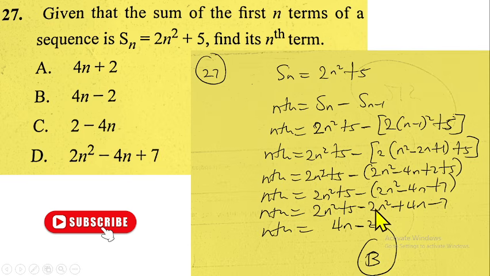Open the bracket with the minus, you have 2n squared plus 5 minus 2n squared plus 4n minus 7. If you take the like terms, this will take care of this. We have 5 plus 4n minus 7, and that will give us 4n minus 2. So the nth term is 4n minus 2, and option B is the correct option.